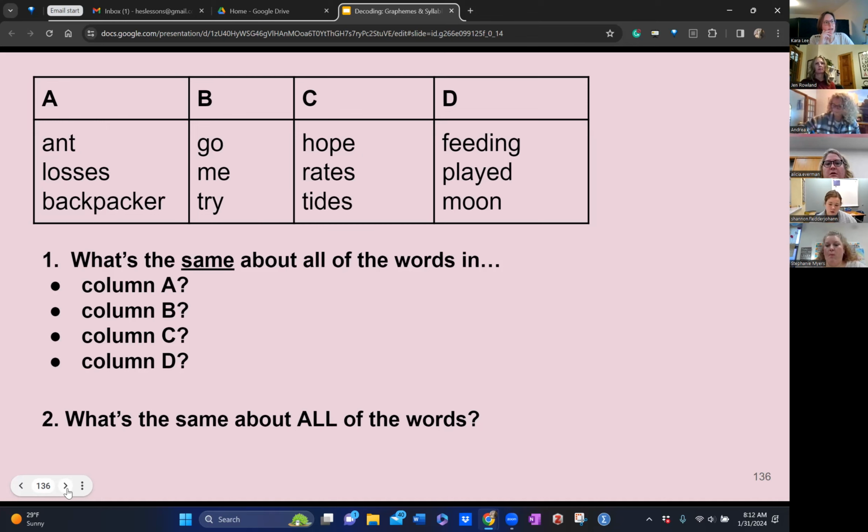Nice. So good. The most specific way of talking about all the thing they all have in common is that they have a closed syllable base element. Even backpacker has two bases, but they're both closed. Okay, very good. They have a closed syllable base. What about column B? What do all those words have in common? Your turn. Good job. They're all open syllable bases. That's right.